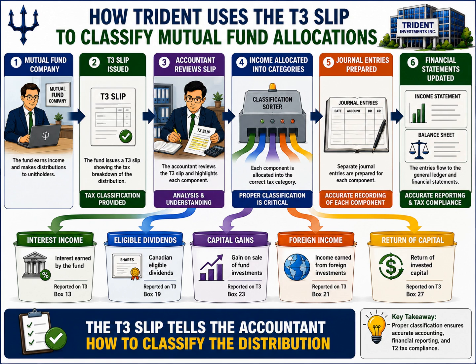The most important takeaway from this slide is the statement at the bottom. The T3 slip tells the accountant how to classify the distribution. It transforms a single distribution amount into clearly defined tax components, allowing each amount to be recorded correctly in the accounting records, reflected properly in the financial statements, and reported accurately on the corporation's T2 return. That is why the T3 slip is such a critical document when accounting for mutual fund investments.